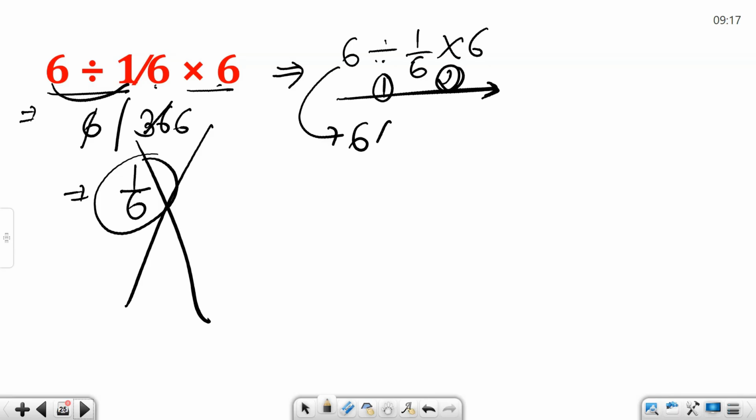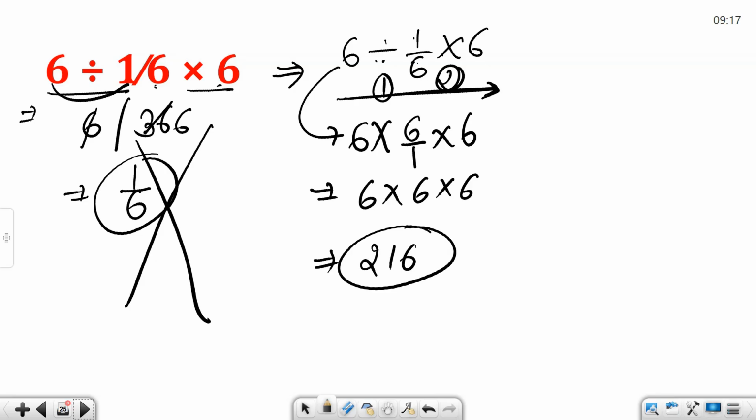Now next, we'll turn the division by 1 over 6 into multiplication. Reverse 1 over 6 to get 6 over 1, then multiply by 6. Now, 6 times 6 times 6 equals 216. This is the answer.